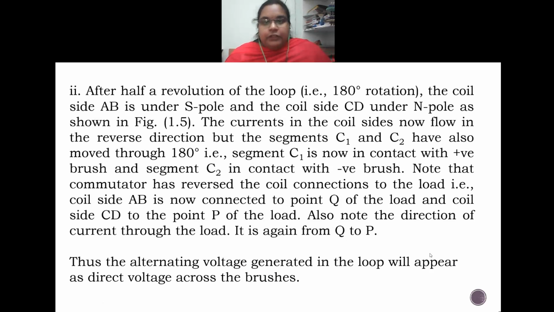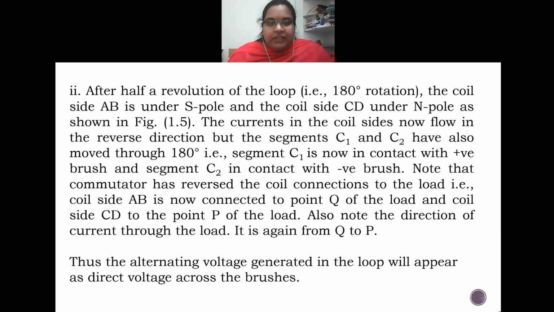After half a revolution of the loop, that is, at 180 degrees of rotation, coil side AB is under the south pole and coil side CD is under the north pole, as shown in the figure. The currents in the coil sides now flow in the reverse direction, but the segments C1 and C2 have also moved through 180 degrees. That is, segment C1 is now connected with the positive brush.